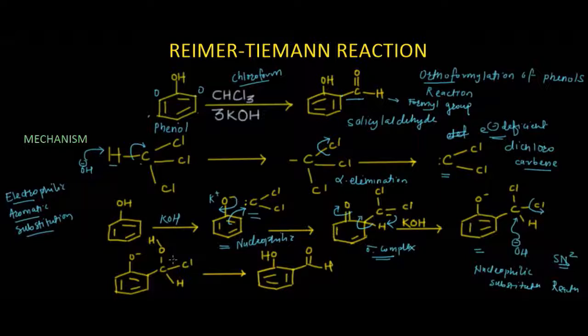Now once the hydroxide is there, what will happen in next step? The formal negative charge on oxygen will be utilized for abstraction of proton, so that the sigma electron density from this hydrogen and oxygen will be shifting over here to form a pi bond. And what will happen? Chloride will be departing like this, so that we get this compound, which is nothing but orthoformylated phenol, or you can say in this case it is salicylaldehyde.